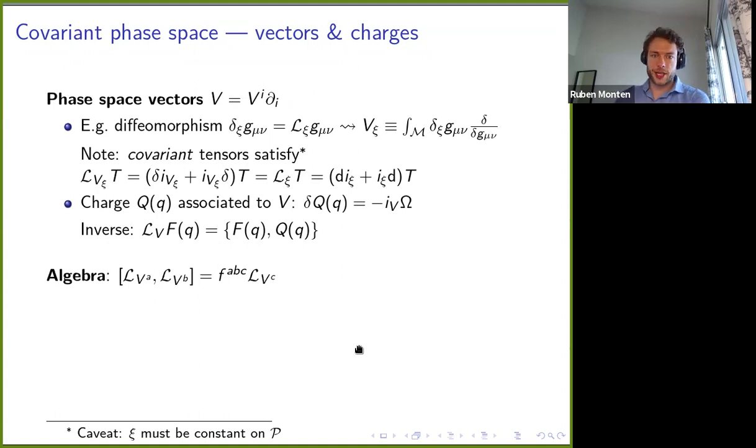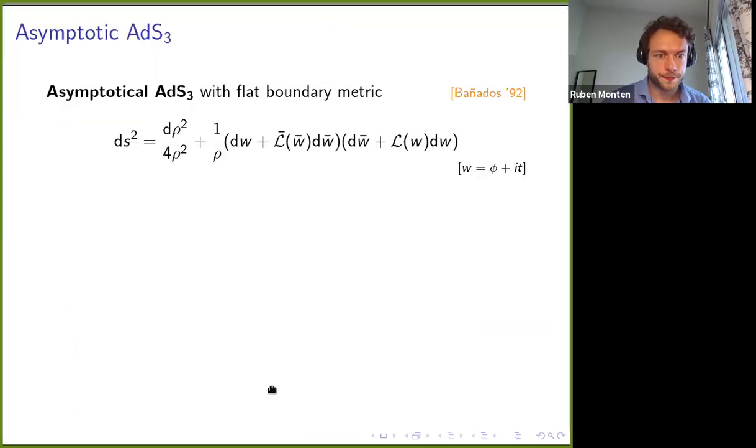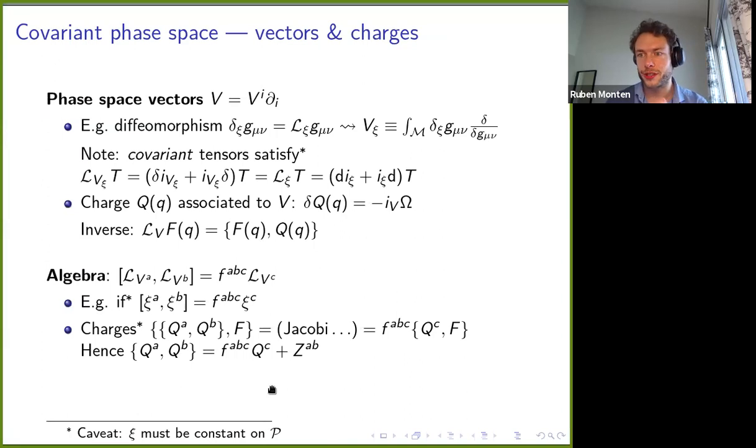Finally, I want to just say a quick word on the algebra of these vectors. So imagine that these vectors satisfy some Lie algebra with some structure constant. And this is the case, for example, if the space-time vectors satisfy a particular Lie algebra. Then you can, using this relation and using the Jacobi identity, derive that the charges must also satisfy a certain Lie algebra up to a central extension, because the central extension will vanish in the Jacobi identity or in this Poisson bracket. Good. So we're going through all the details here for the known case in order to generalize it later in the unknown case.